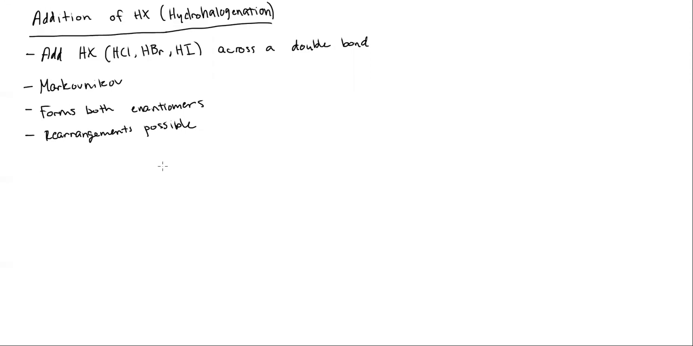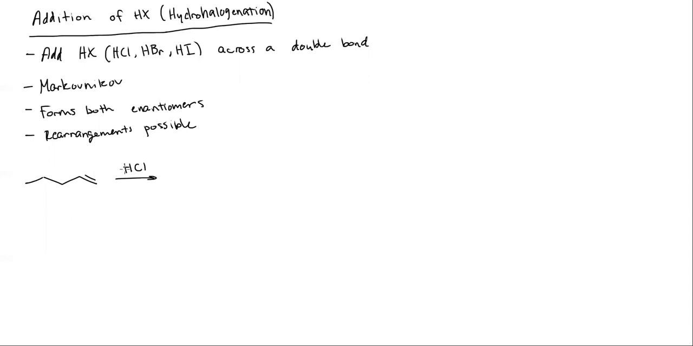So let's just do an example. All I do is take an alkene, and then over the arrow, I'm going to put HX. So HCl, HBr, HI, any of those. I'm going to use HCl in this case. And all that happens is that the hydrogen and the chlorine get added to each of the carbons that were originally in the double bond. So the double bond goes away, and a hydrogen and halogen get added to each of the carbons.